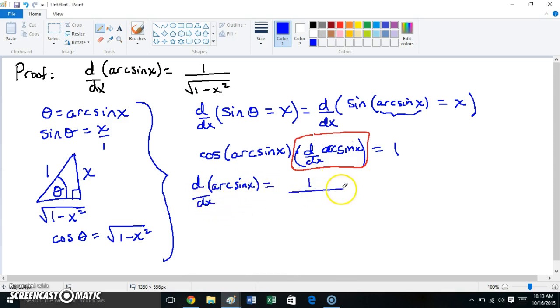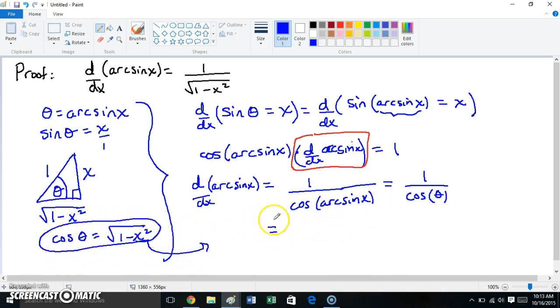And that will equal 1 over the cosine of the arcsin of x. All right, so remember, the arcsin of x is just an angle. So we're really looking at 1 over the cosine of our angle theta. And the cosine of our angle theta is the square root of 1 minus x squared. So the derivative of arcsin is 1 divided by the square root of 1 minus x squared.